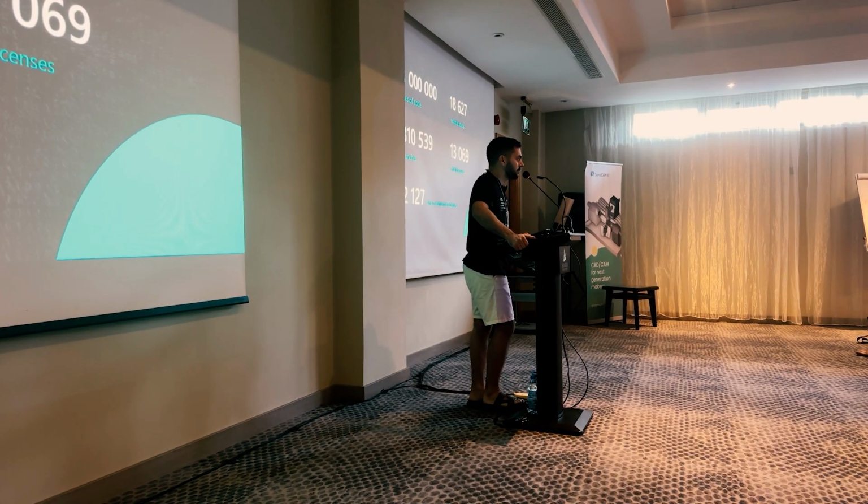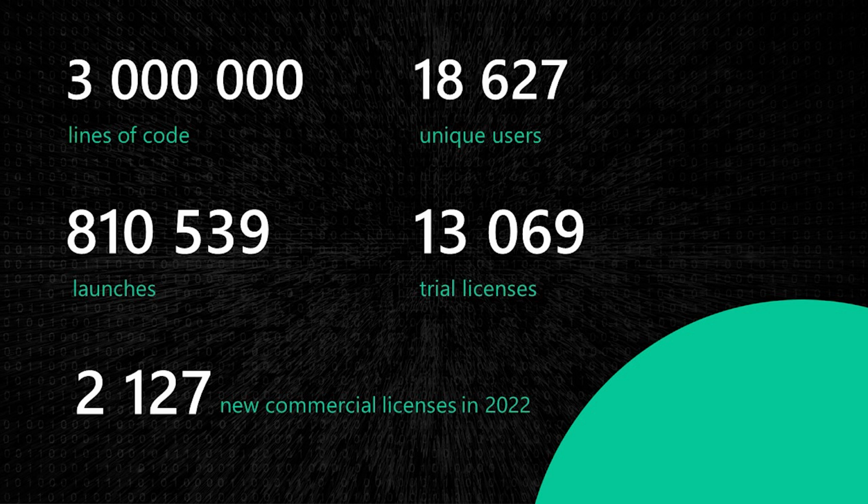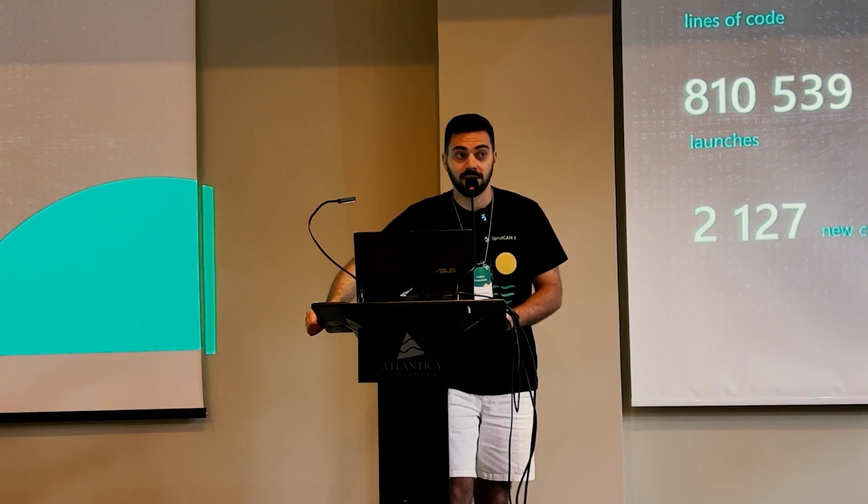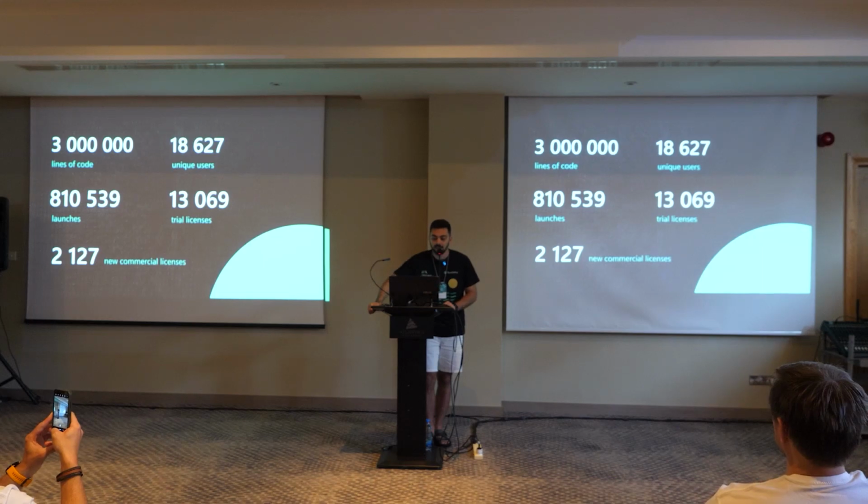So by now, SprutCAM contains more than 3 million lines of code. We have all in all around 18,000 unique users. During the last year, we had 810,000 launches. Okay, we are going to 1 million, I think, for the next year. We had 13,000 new trial licenses and more than 2,000 new commercial licenses. These are the numbers for the last year.